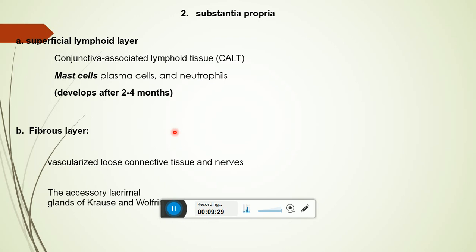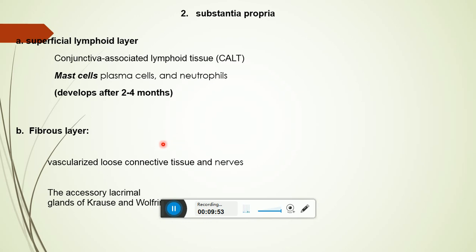Conjunctiva contains a high number of mast cells in the substantia propria, about 50 million. Allergic conjunctivitis is a typical mast cell mediated hypersensitivity reaction. The surface of a mast cell is coated with IgE antibody, about 50,000 IgE receptors in one mast cell.